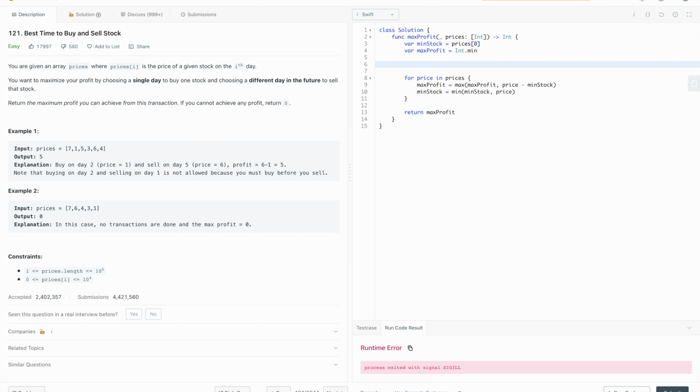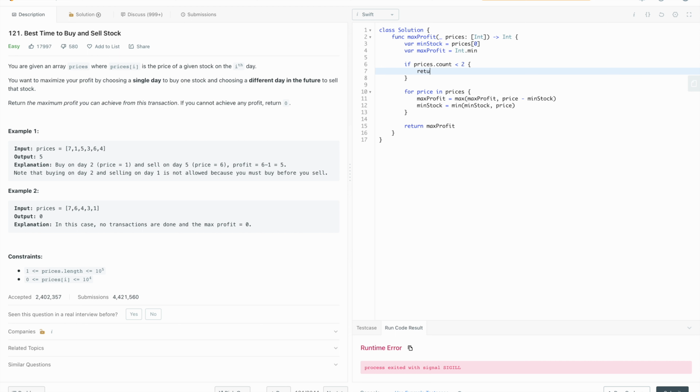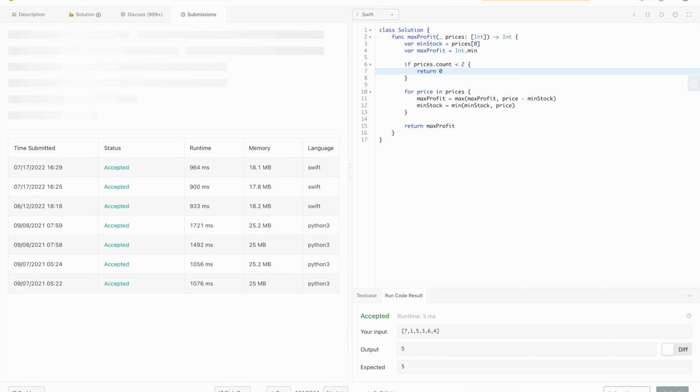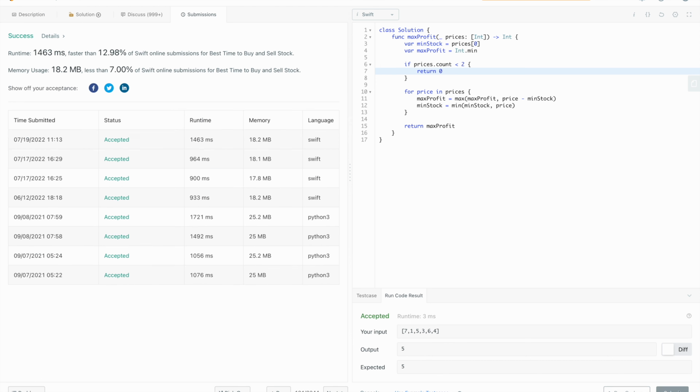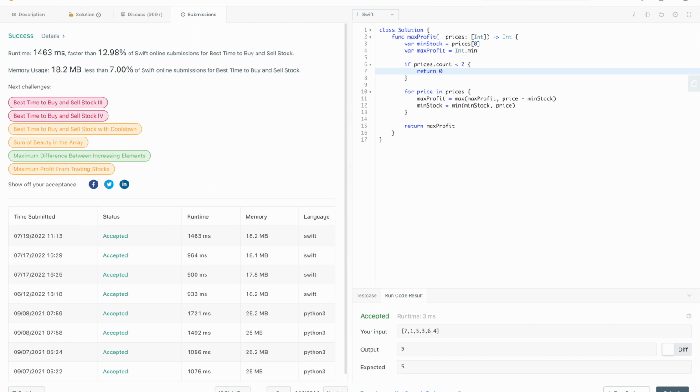We could also check if the number of prices is less than 2 and return 0. And yeah, I think that should do it. Looks like it works. Awesome.